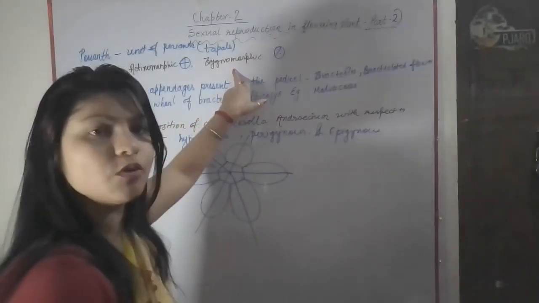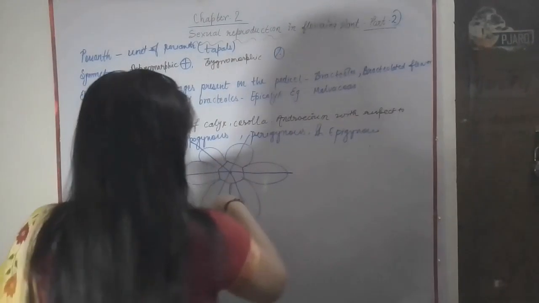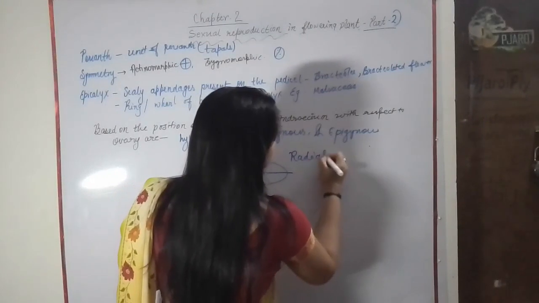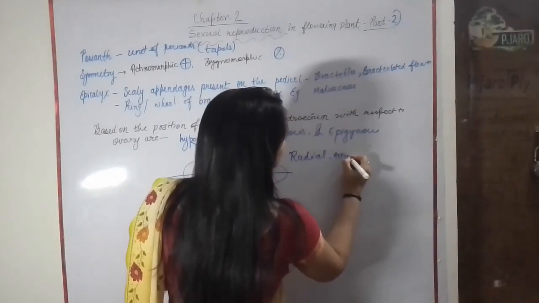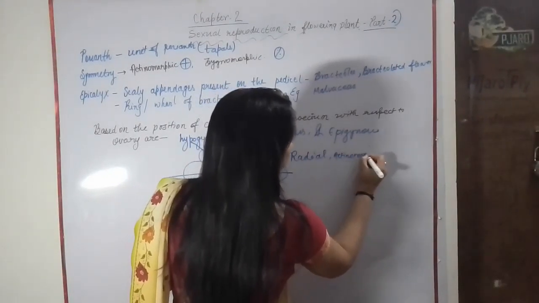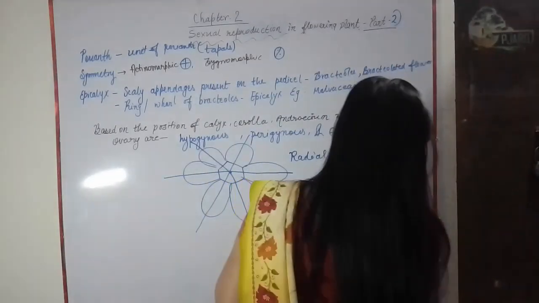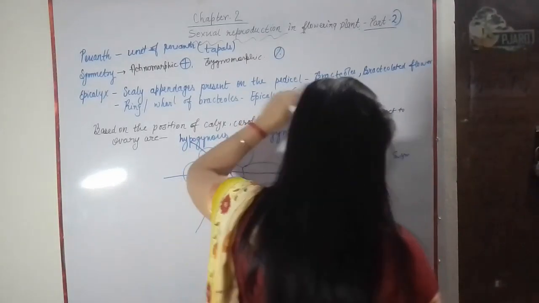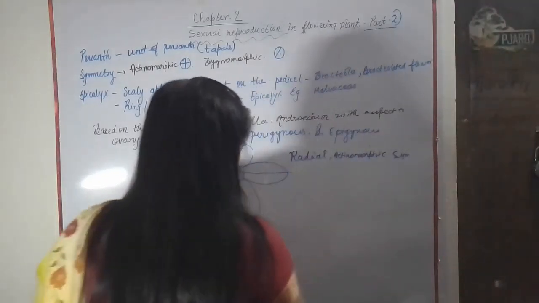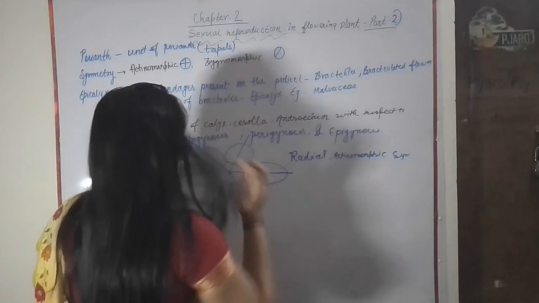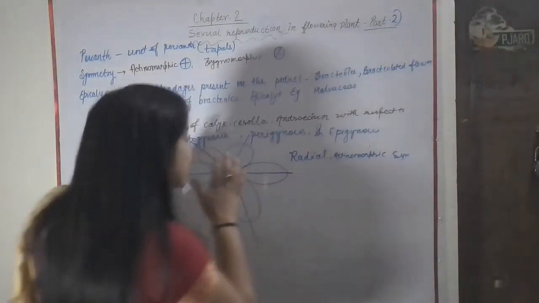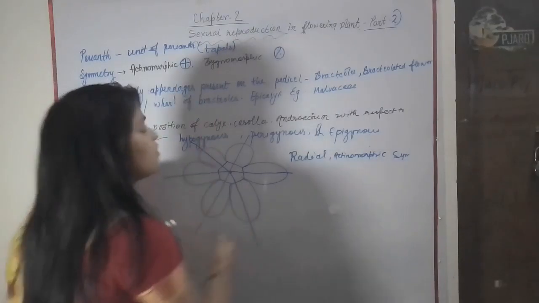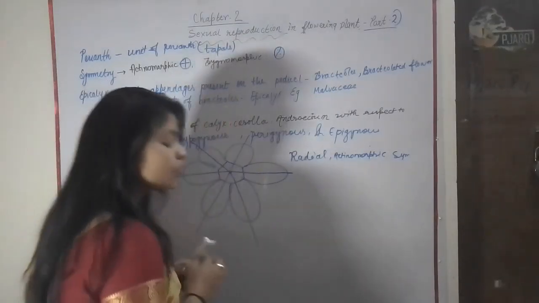The actinomorphic flower shows radial symmetry. In case of the zygomorphic, when we cut the flower and it does not give similar halves when passing through the center, it is the zygomorphic flower.